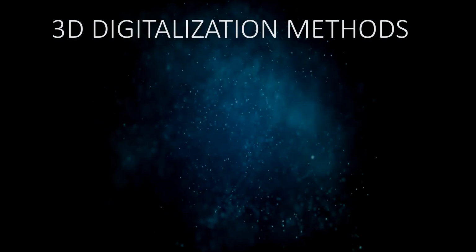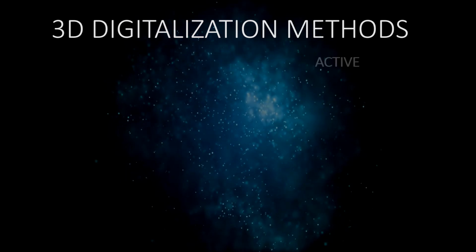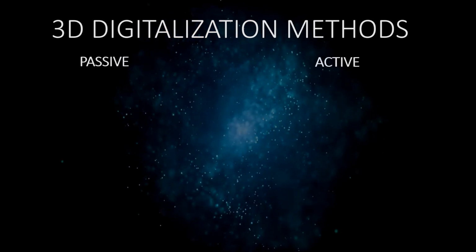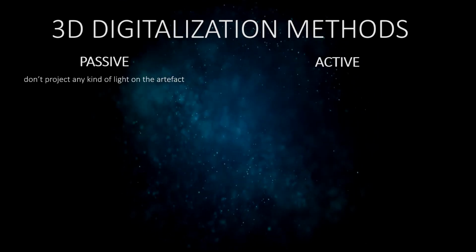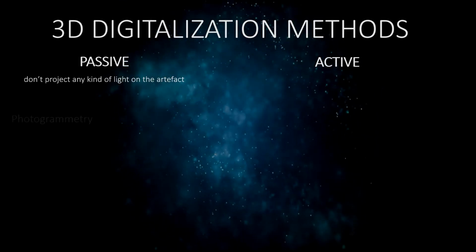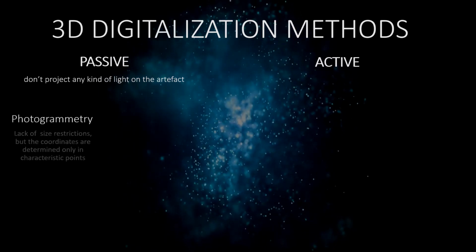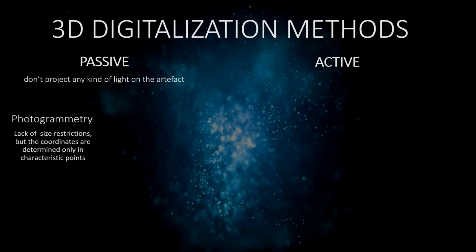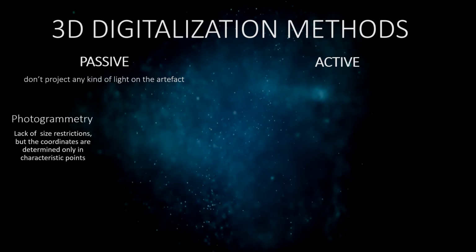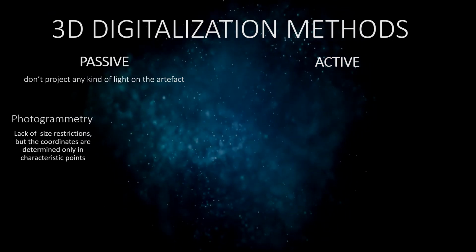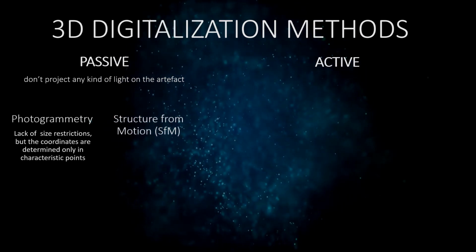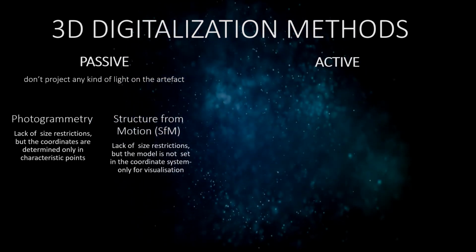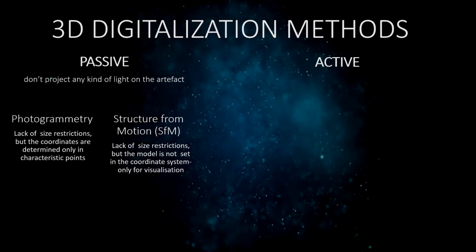To sum up, 3D documentation can be divided into active and passive methods. Passive methods don't project any kind of light on the artifact. In this group, there are photogrammetry, which generates a 3D model based on the photos, and characteristic points on the image are placed in the coordinate system, and structure from motion method, which creates a 3D model based on photos without placing it in relation to a coordinate system.